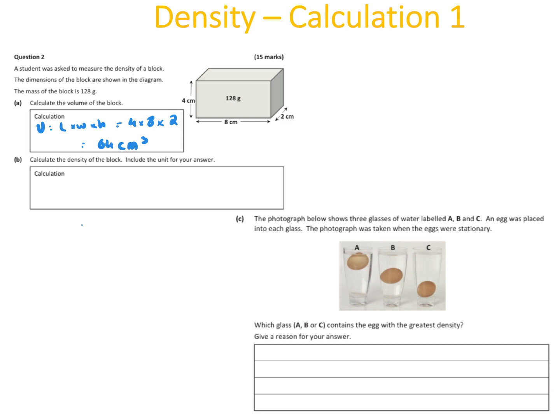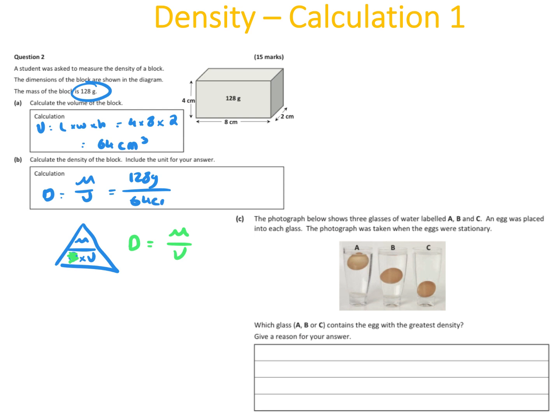Now, if we want to calculate the density of the block, I'm going to do some rough work over here. It's our MdV triangle. We're going to cover density, and we're left that density is equal to the mass over the volume. So let's bring that up here to our box. Density is equal to mass over volume. The mass we were actually given in the question up here, that's 128 grams. The volume was 64 centimetres cubed. So 128 divided by 64 is going to be 2. But don't forget your units. It's 2 grams for every centimetre cubed. Okay, so that will get you full marks there.